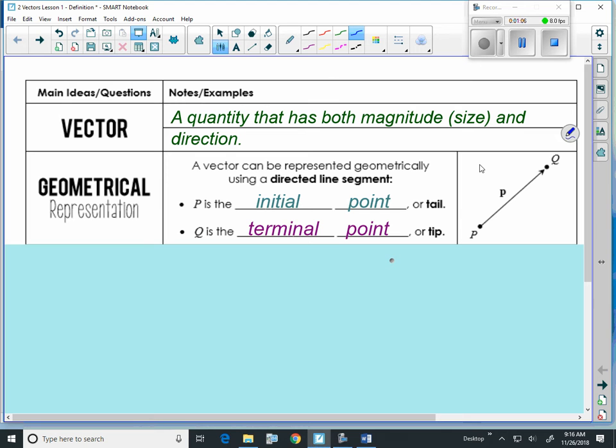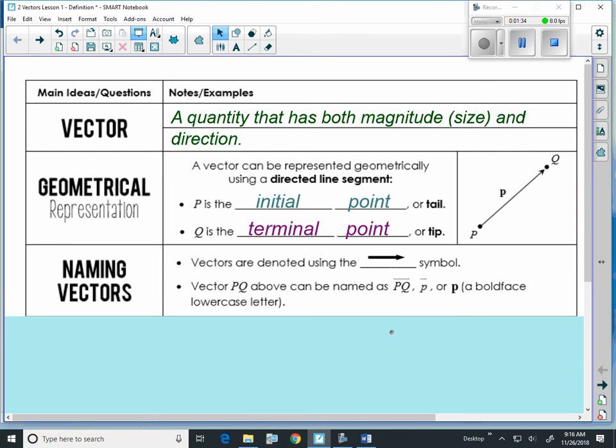Another way to think about it is like when you were at home today, that's your initial point. When you came to school, that was your terminal point. Something happened in between, some type of transportation, okay? But you went from point A to point B. So that's kind of one way you can think of vectors. Any questions on initial versus terminal? Okay.